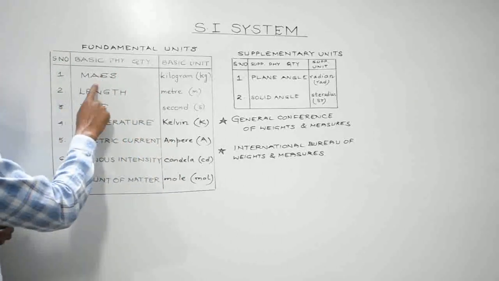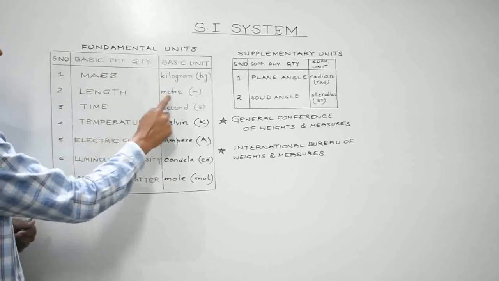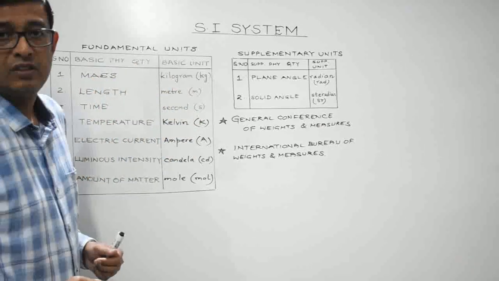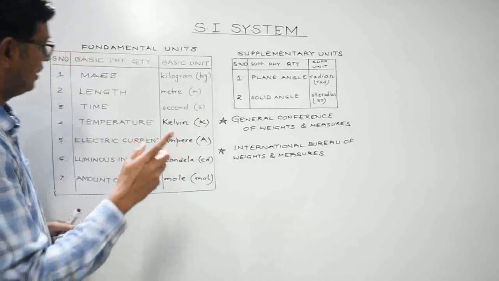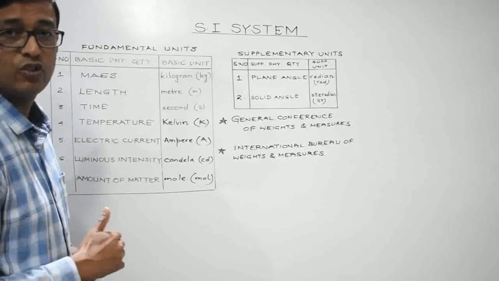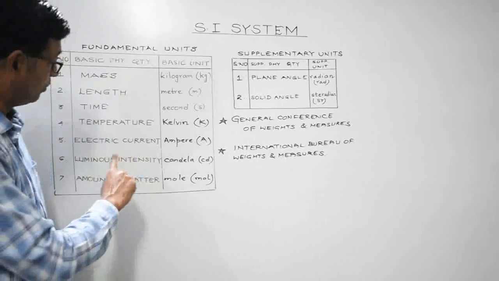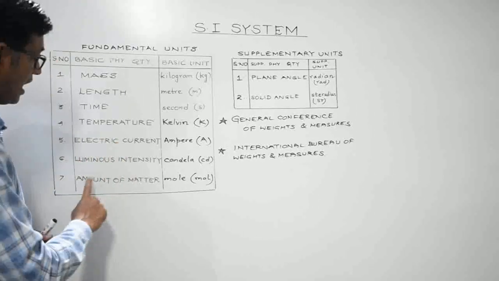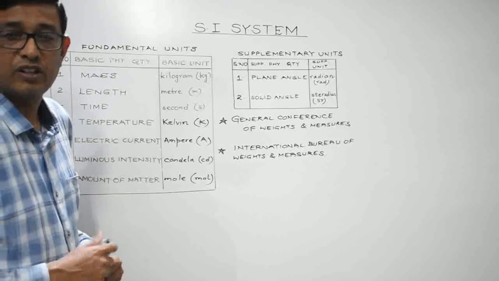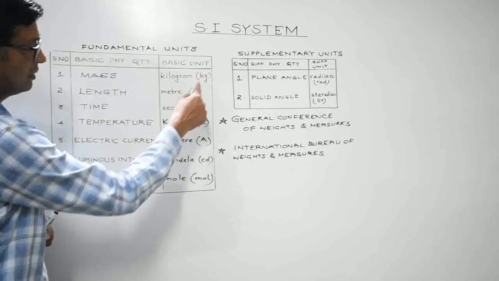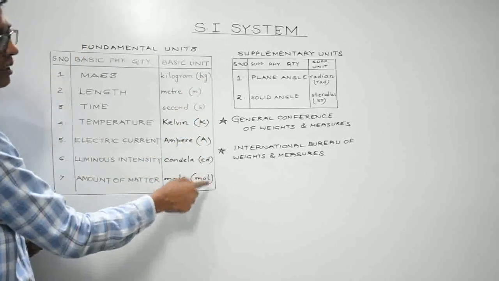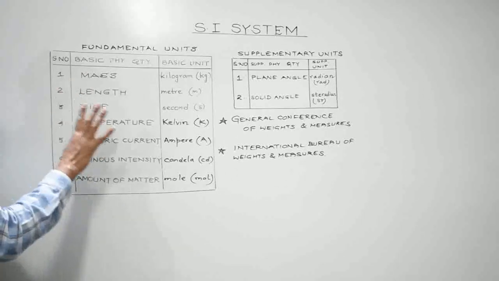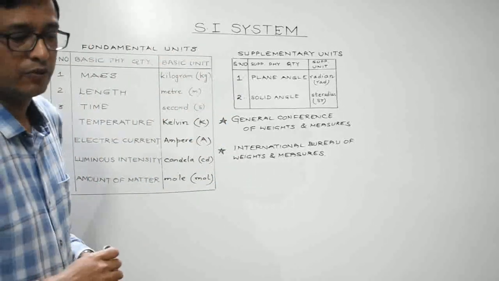Mass is kg, length, its SI unit is meter, time, its SI unit is second, temperature, its SI unit is Kelvin, electric current, its SI unit is Ampere, luminous intensity, its SI unit is candela, and amount of matter, its SI unit is mole. So these are the symbols used to denote these fundamental units. These three, mass, length and time, are common in all the 4 systems of units, right?